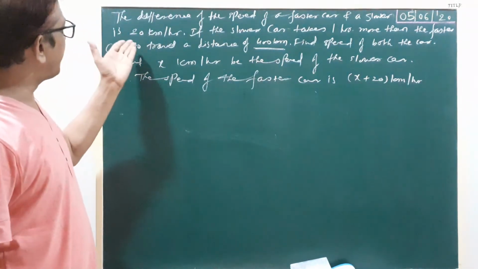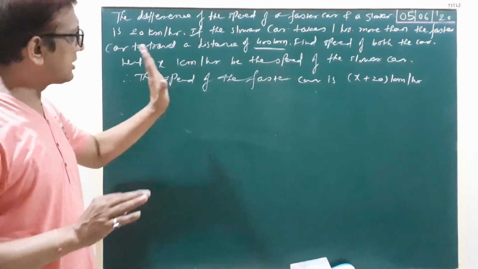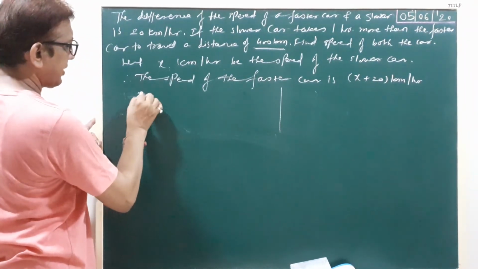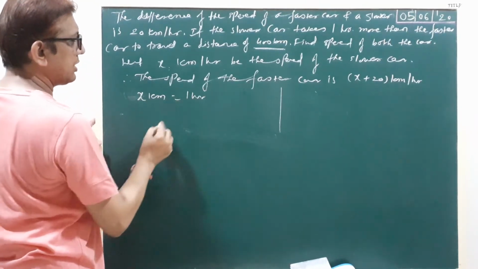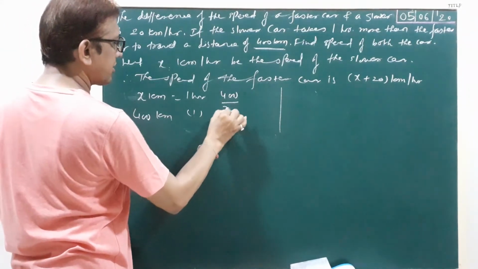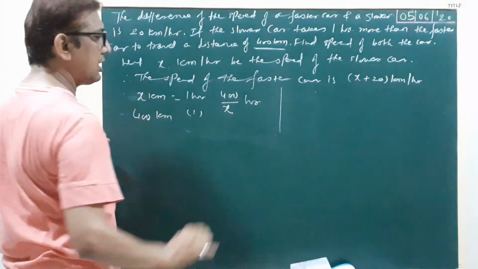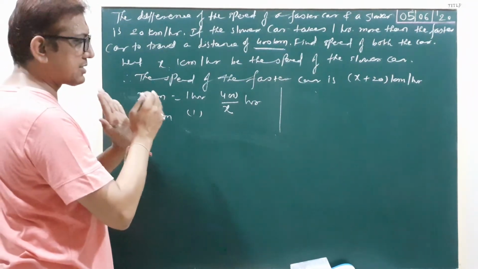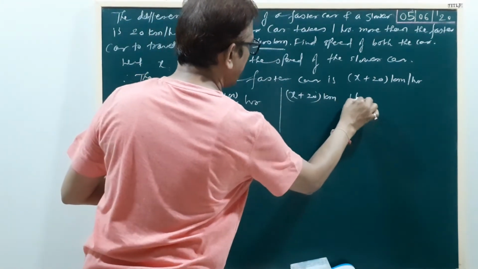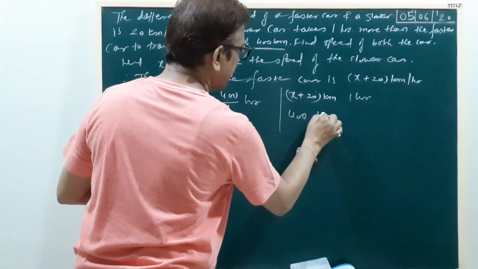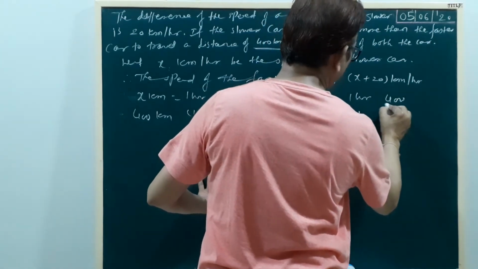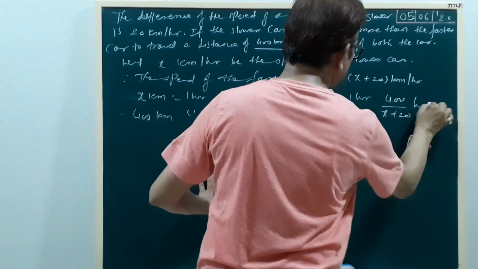Okay? Now our destination is 400 kilometer. So write two steps here, slower car and faster car. Suppose x kilometer equal to 1 hour, therefore 400 kilometer equal to question mark. So 400 upon x, kilometer cancel, hour is the unit. This is your slower car step. Now faster car, again x plus 20 kilometer equal to 1 hour, then 400 kilometer equal to question mark. So for the faster car, 400 upon x plus 20 hour.